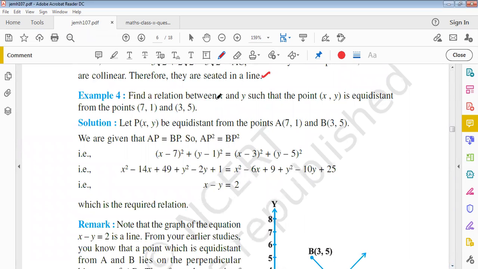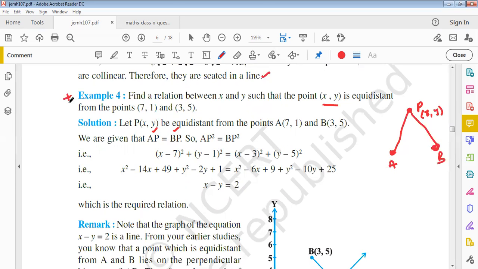Question number 4. Find a relation between x and y such that (x, y) is equidistant from these points. Say (x, y) is an unknown point P. P (x, y) is equidistant from A and B. It means you join PA and PB, so he is telling that PA is equal to PB. When you take PA equal to PB, you have to apply the square root concept. But before that itself, if you square on both sides, there is no need to write the square root.